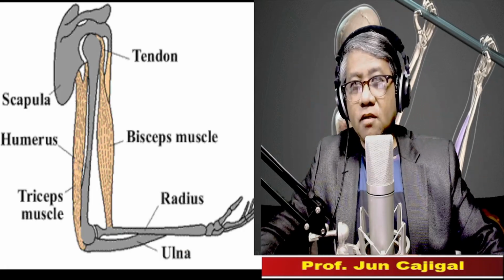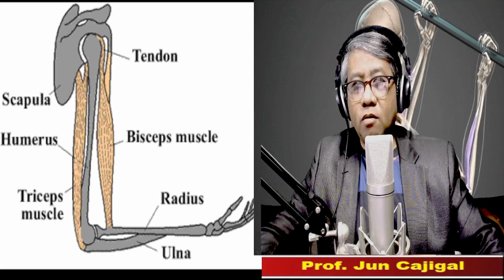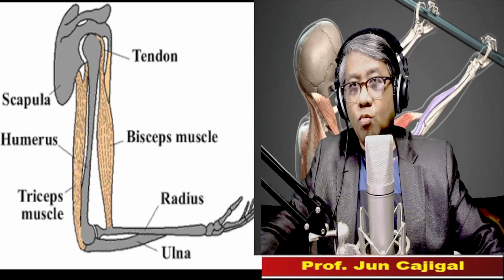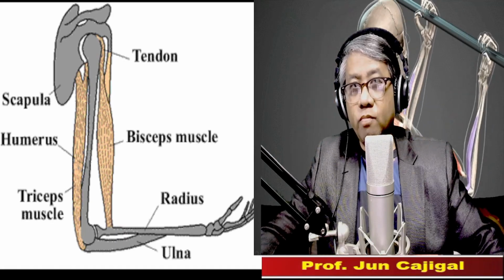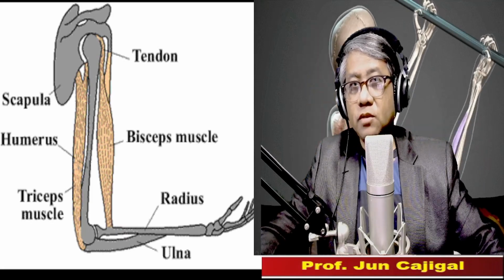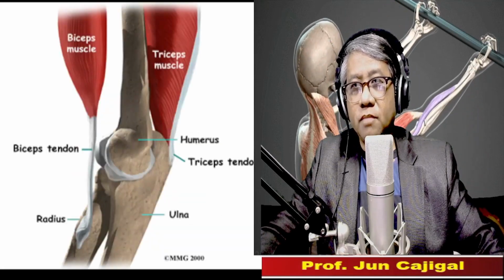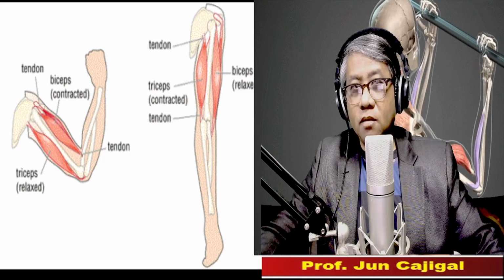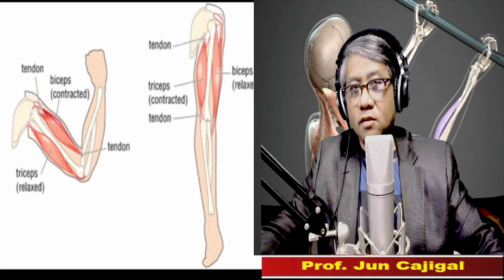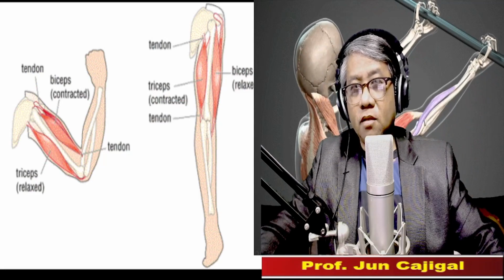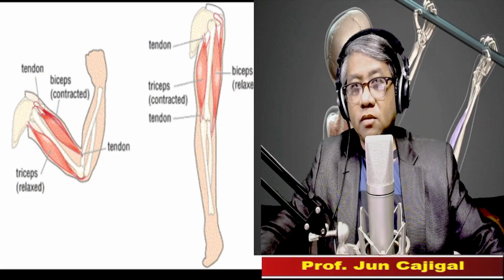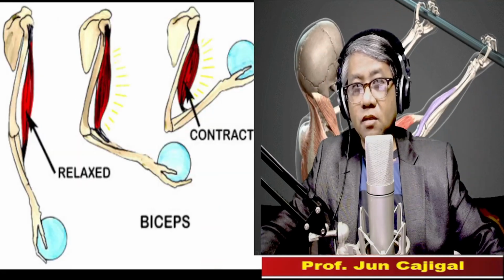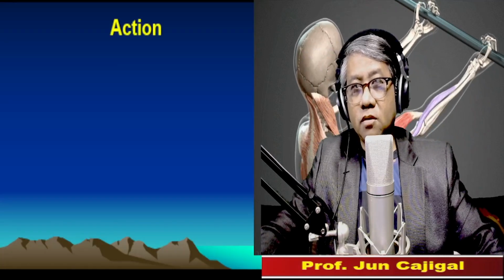So isn't that fascinating that the simple body movement of bending and straightening of the arm involves two muscles working in pairs and in opposite ways. So we have the biceps muscle and the triceps muscle. Now, if you want to bend the arm, then the biceps muscle is contracted, the triceps muscle is relaxed. And if you want to straighten the arm, then the triceps muscle is contracted, the biceps muscle is relaxed. And again, this is what we call antagonistic muscle action.